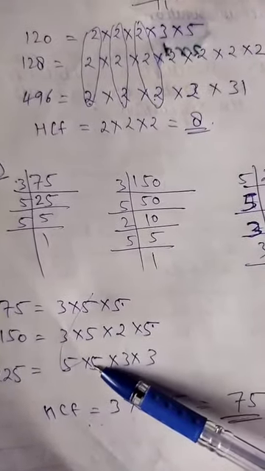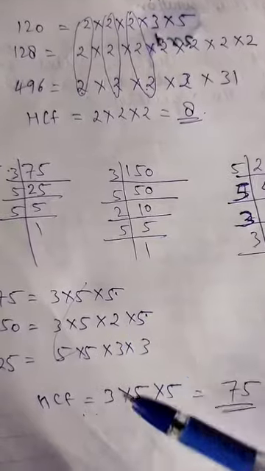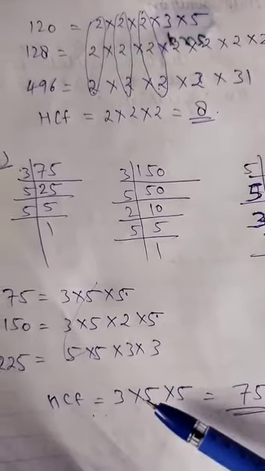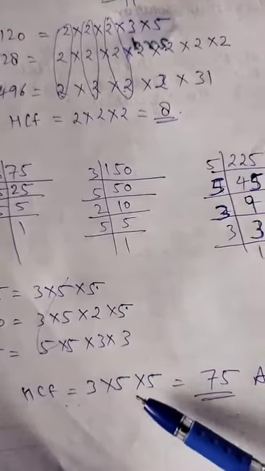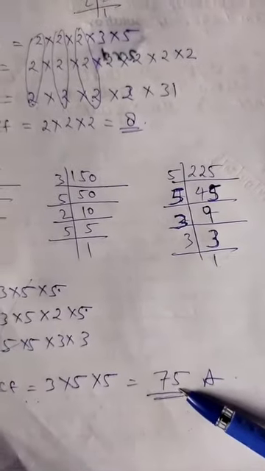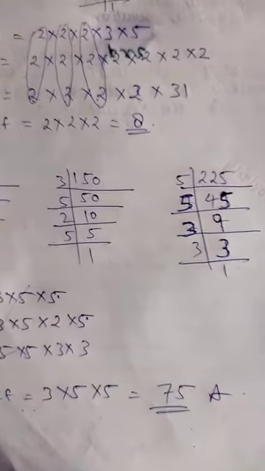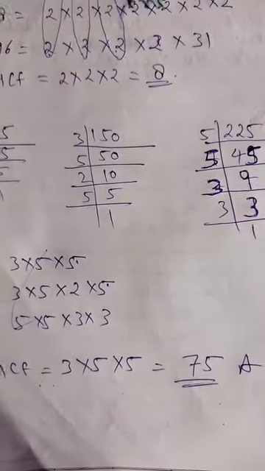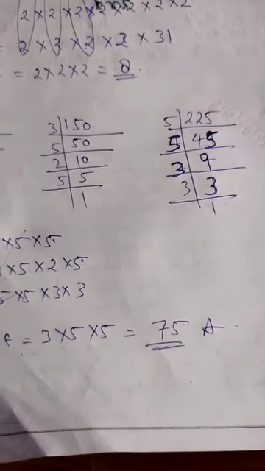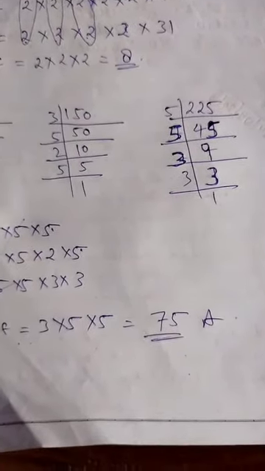Then again another 5 is also coming in all the 3. So you will take out 5. Now you will multiply these numbers, 3 into 5 into 5, and you will get the answer 75. This is your HCF. Hope you all understood now how to find out the HCF of the given numbers.